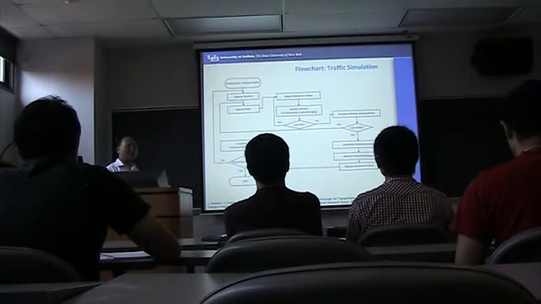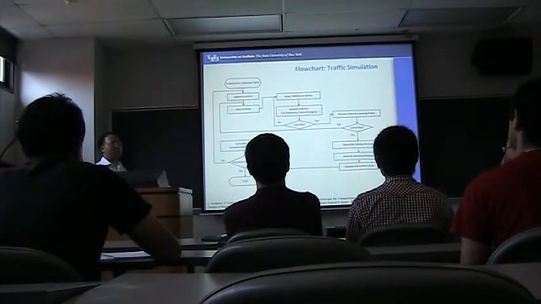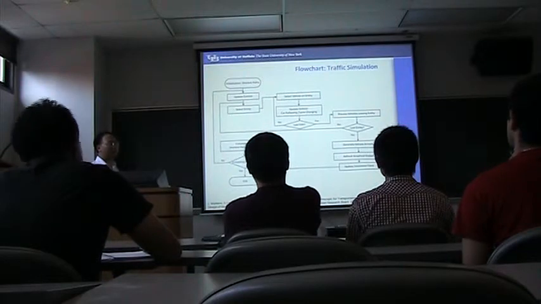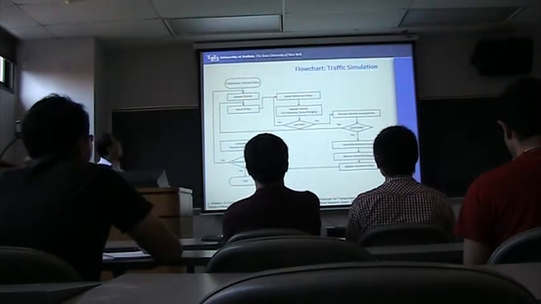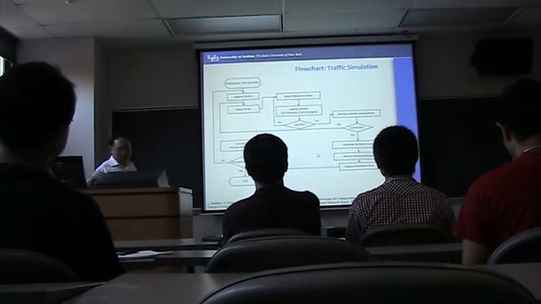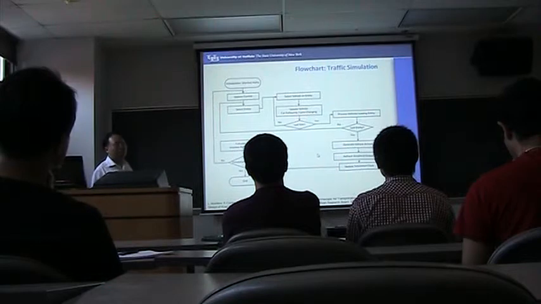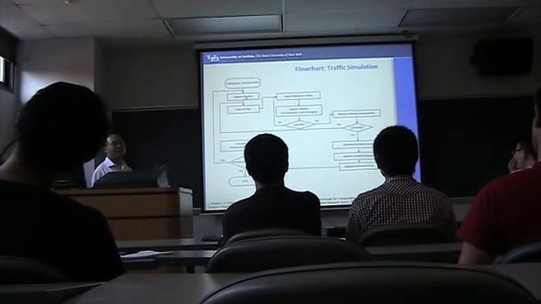calculate the shortest path for each vehicle. So each vehicle decides its routing, makes its routing decision. Then here comes the first thing, update control. Control here refers to traffic signal controllers. So we update signal control at every time step.